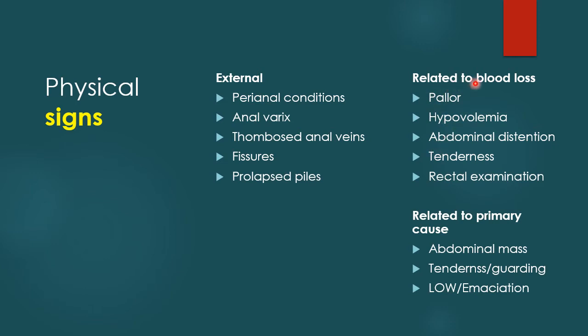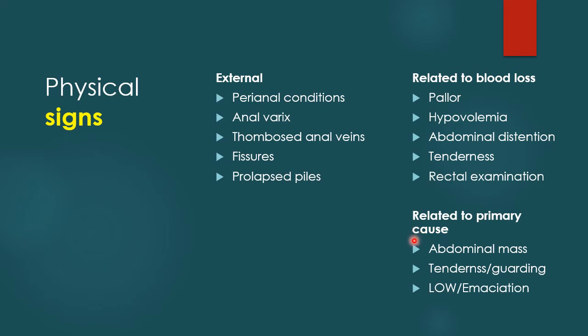Next, signs related to blood loss can be pallor, hypovolemia due to massive blood loss, abdominal distension due to large amount of blood in the lumen of the bowel, causing tenderness and distension. And rectal examination is a very important examination, together with proctoscopy, to confirm the presence of blood, confirm presence of melena, and also any lesions in the rectum and anus.